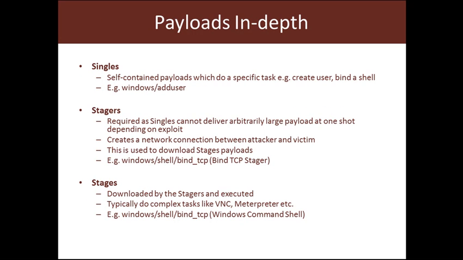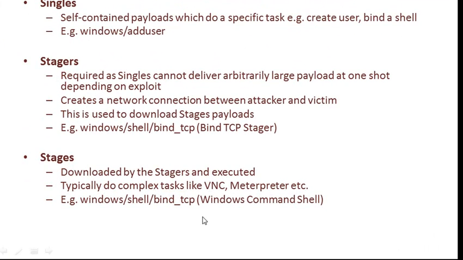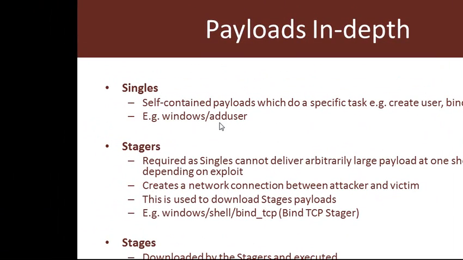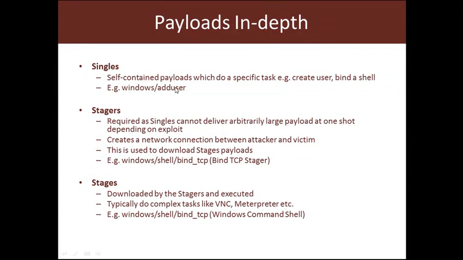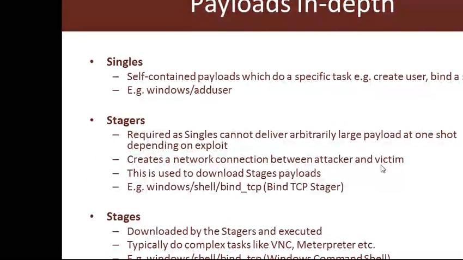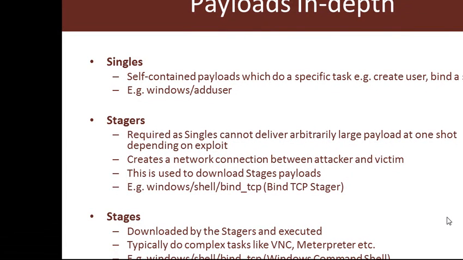Anyway, now let's actually get into payloads in depth. Singles: if you remember, there were three different kinds of payloads we saw in the directory structure: singles, stagers, and stages. Singles are self-contained payloads which do a specific task. As an example, you can create a user or bind a shell. One example is the Windows add user payload, which is a singles payload; it does just one task, which is adding a user.